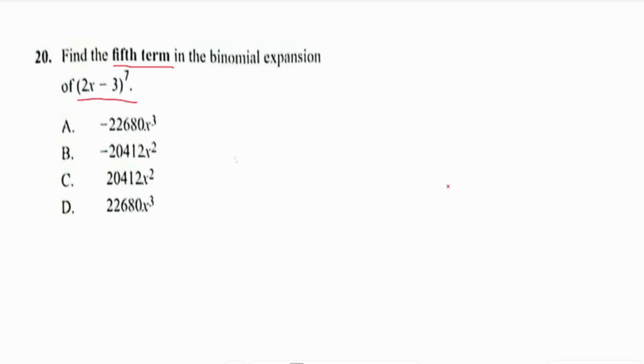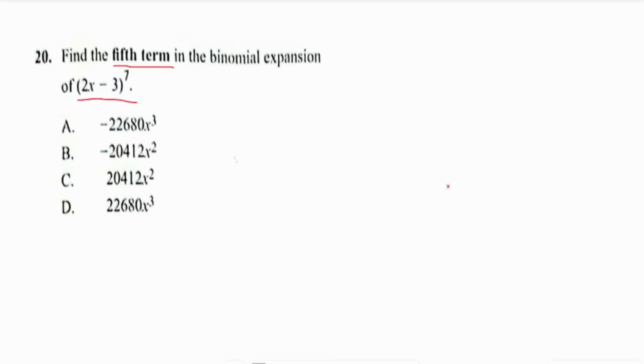Another advantage is that you can use it to find just one term instead of finding all the terms before you select the term you are looking for. You can use the combination method to find a single term. For example, this question is asking us to find the fifth term, so we are going to use the combination method to find just the fifth term.